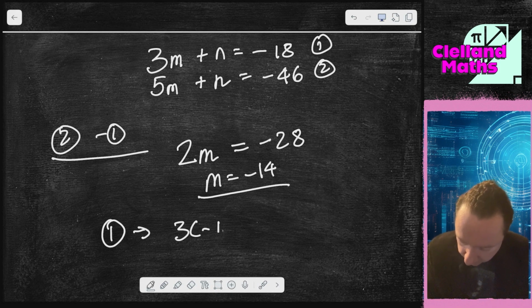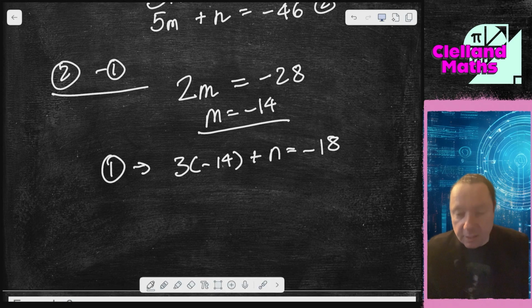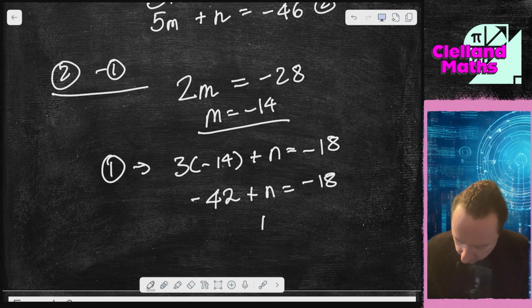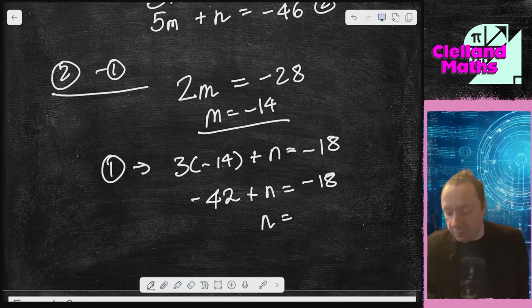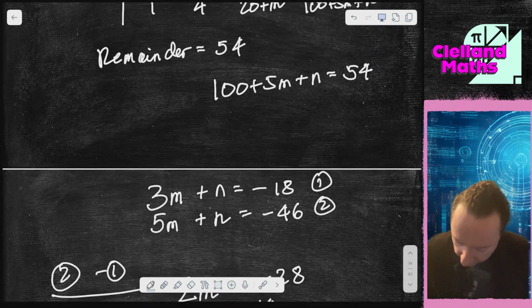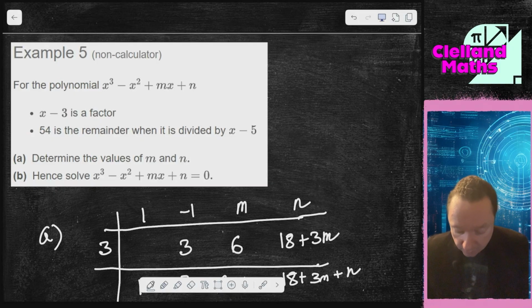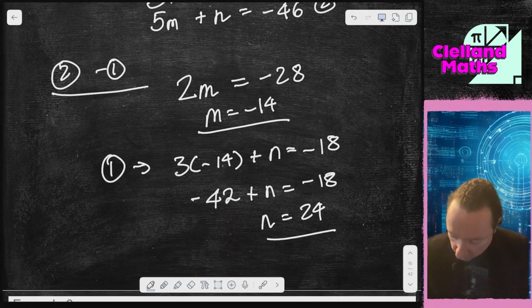3m plus n equals minus 18. 3 14s then. 3 4s is 12. 3 10s is 30. So that's 42. Moving the 42 over becomes positive. 42 take away 18 is 24, so n is 24. And assuming that was the whole question, no, just find m and n. We've got a part B as well. But we've found m and n, so we'll go into part B in a minute.